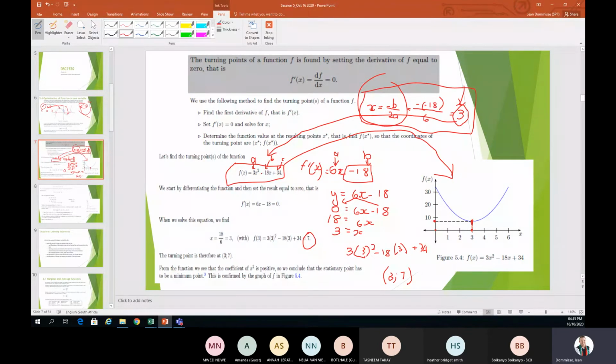Okay, happy with that? Yes, no, still a bit fuzzy, still a bit not 100% sure.